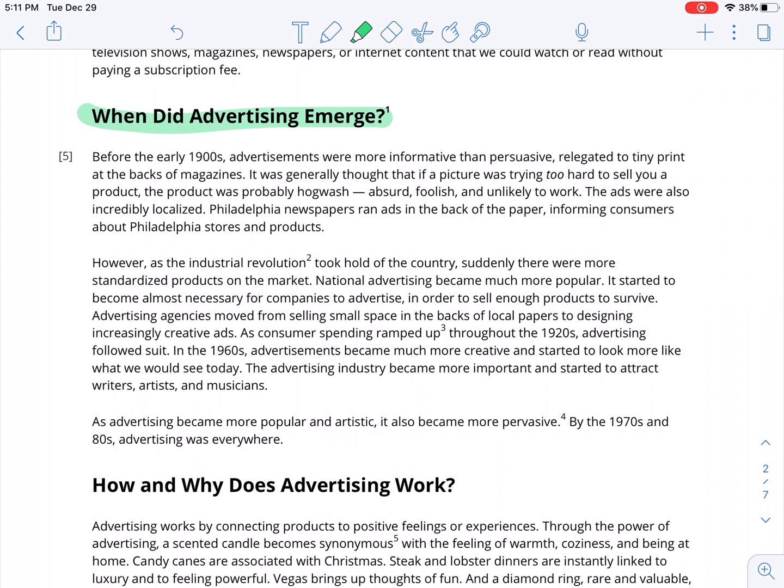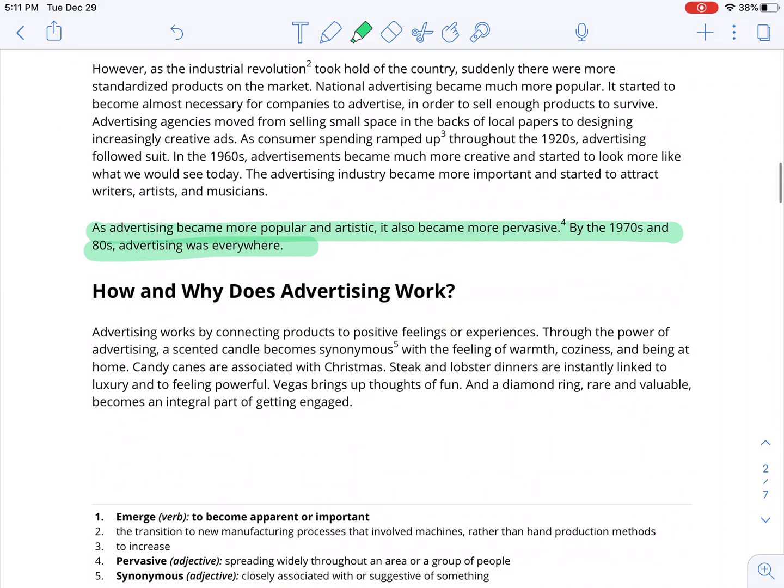In the 1960s, advertisements became much more creative and started to look more like what we see today. The advertising industry became more important and started to attract writers, artists, and musicians. As advertising became more popular and artistic, it also became more pervasive. By the 1970s and 1980s, advertising was everywhere.